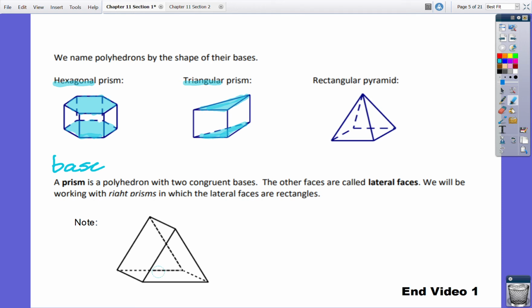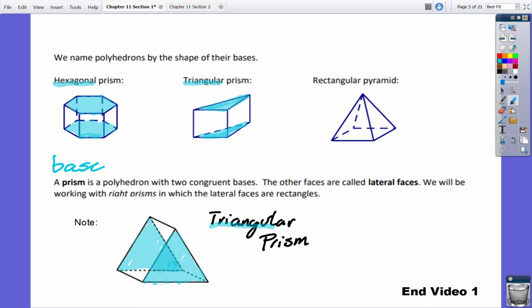We are working with another triangular prism here. So whenever I see the word triangular, that's telling me I'm looking for my triangles. And I have a triangle on the back and on the front. Okay. And here's the front triangle. So those are my bases.